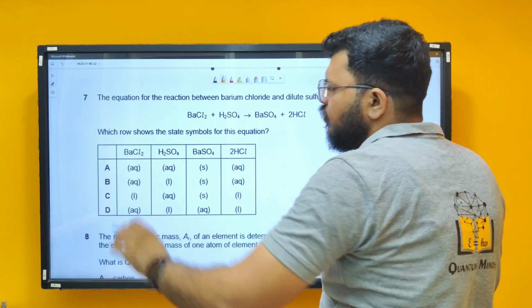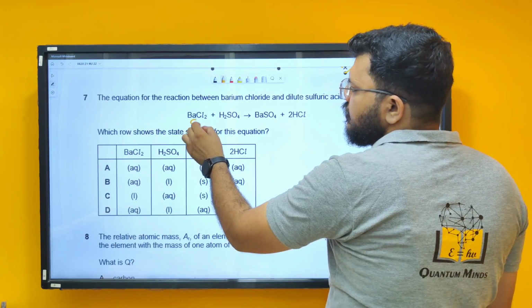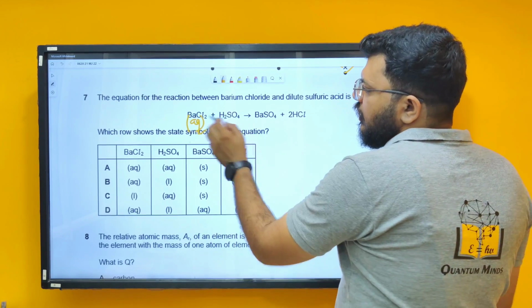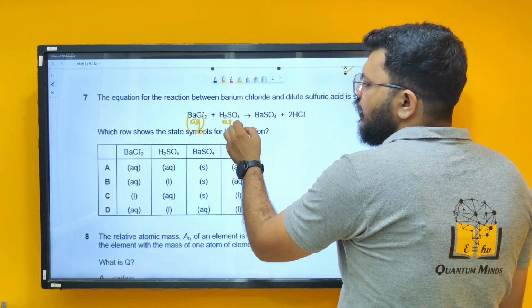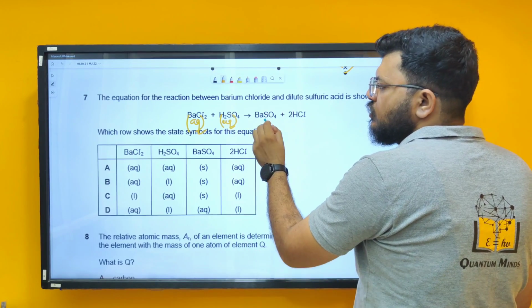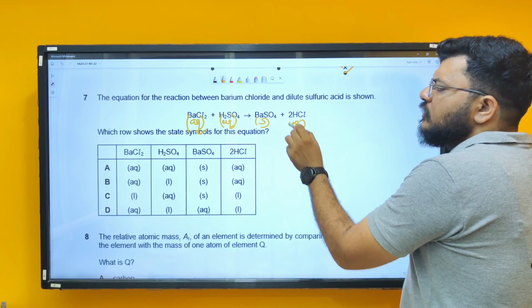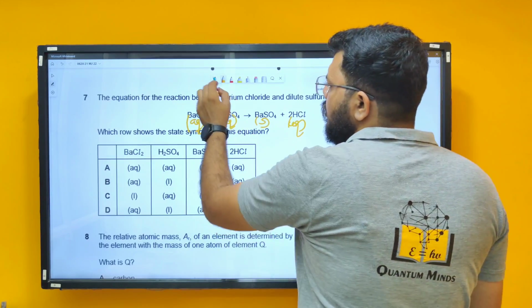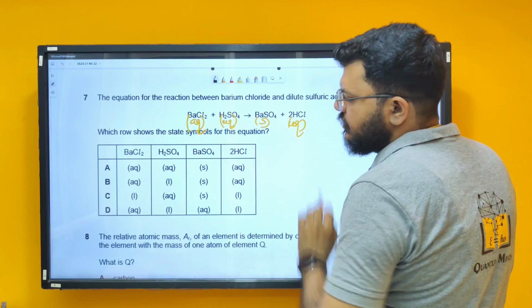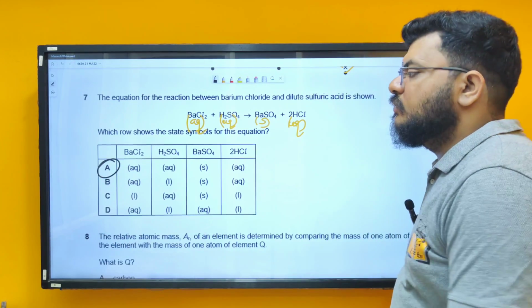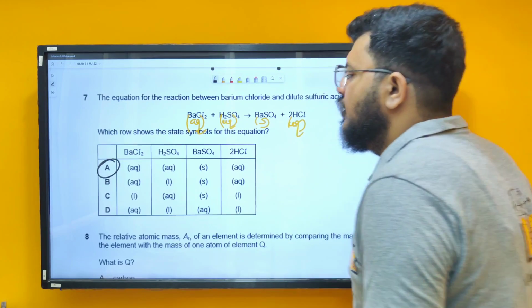So even before looking at all this, I know all chlorides are soluble except lead, right? So this is aqueous. This is an acid, so aqueous. Barium sulfate is not soluble, so solid. This is again an acid, so aqueous, right? So let's find the option that says this, which is your option A. This is your option A answer.